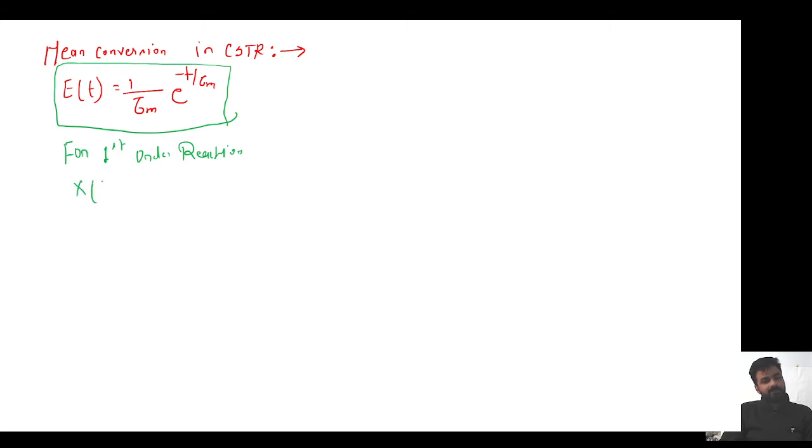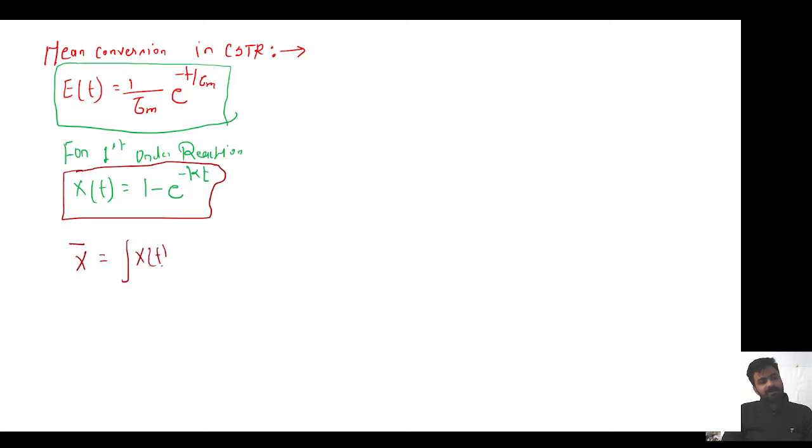For a first order reaction, we can use X(t) equals 1 minus e to the power minus kt. Now, the average conversion from the segregation model is X(t) times E(t), integrated from 0 to infinity, where X(t) is 1 minus e to the power minus kt, and E(t) is 1 upon tau m times e to the power minus t upon tau m, with dt.